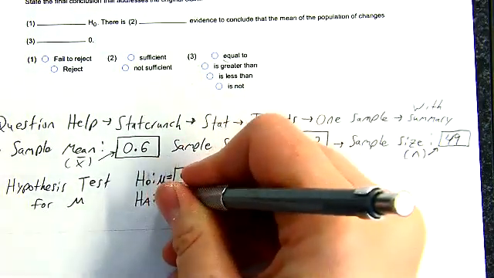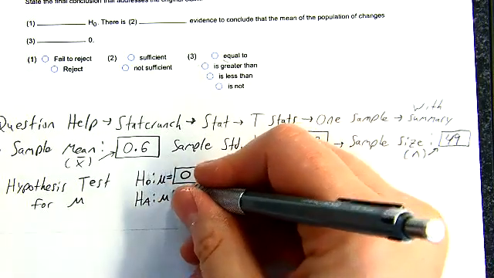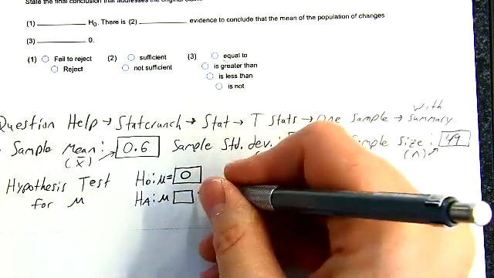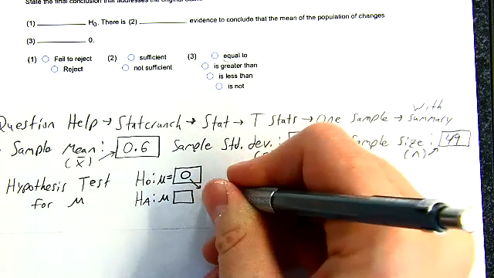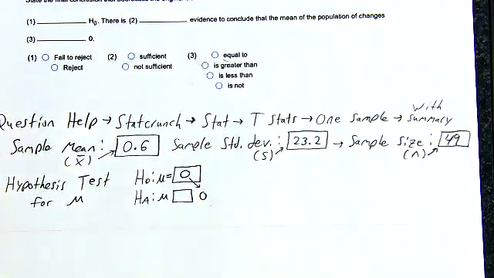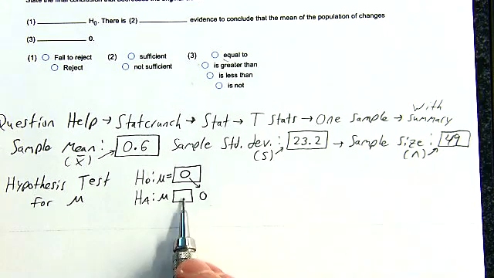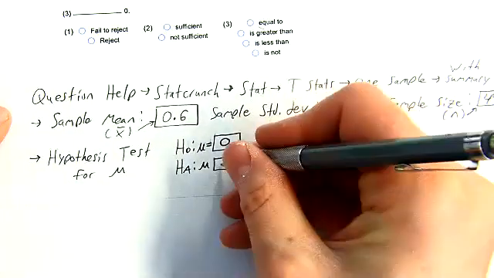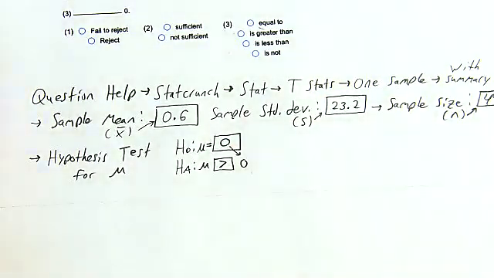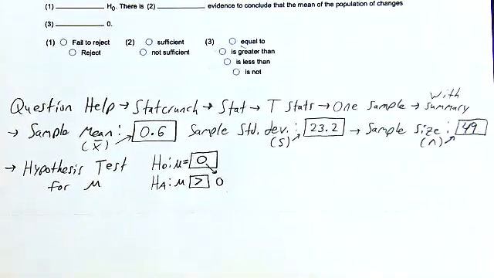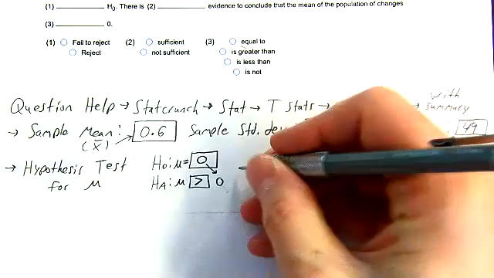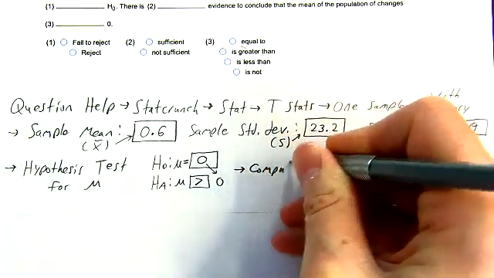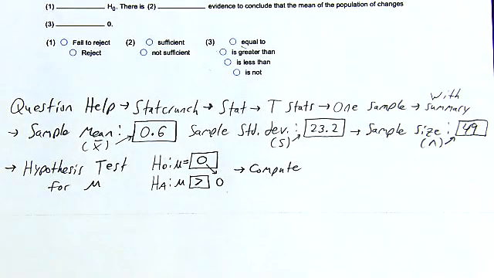And the alternative is that mu is this. If you type 0 here, it will auto-populate down here. But then you have to pick the right symbol here. So it's either greater than, less than, or not equal to. In our case, you have to select greater than symbol. So you will select greater than. And once you have all that set up like that, you just hit compute. And then it will spit out the numbers we need.